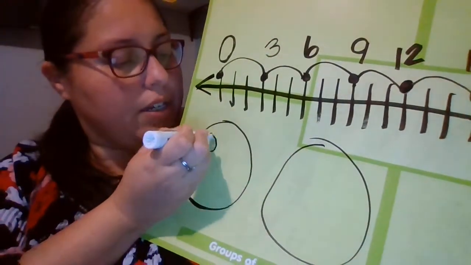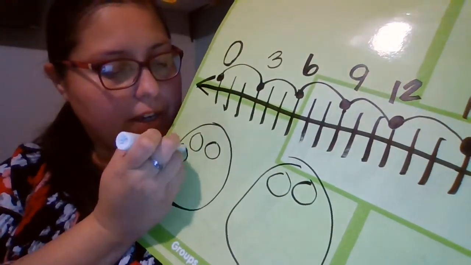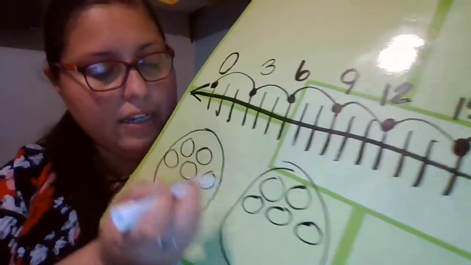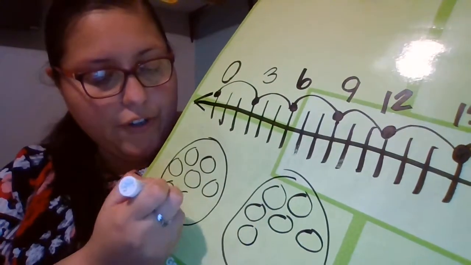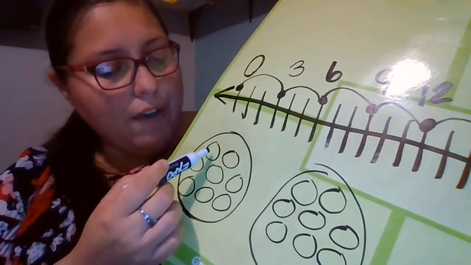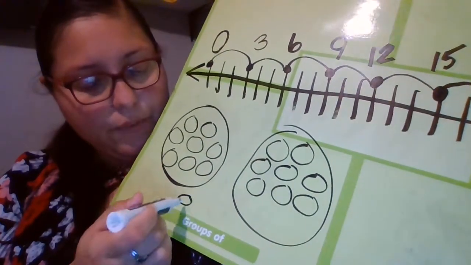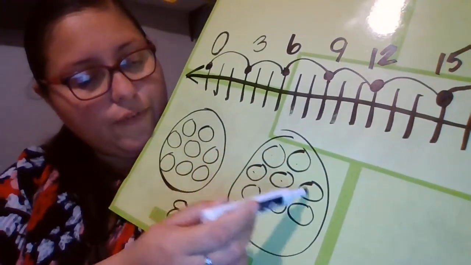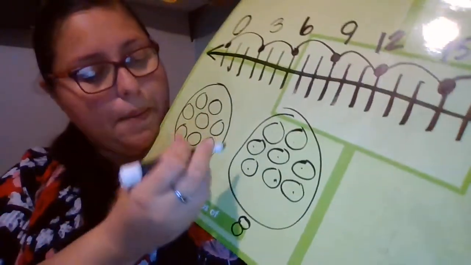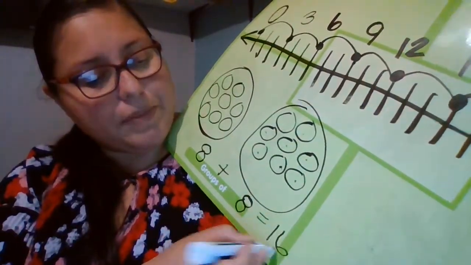So it's going to go 1, 2, 3, 4, 5, 6, 7, 8, 9, 10, 11, 12, 13, 14, 15, 16. So we have 8 in here, and in this one we have 8. See? 8 plus 8 equals 16. We have 16 total cups.